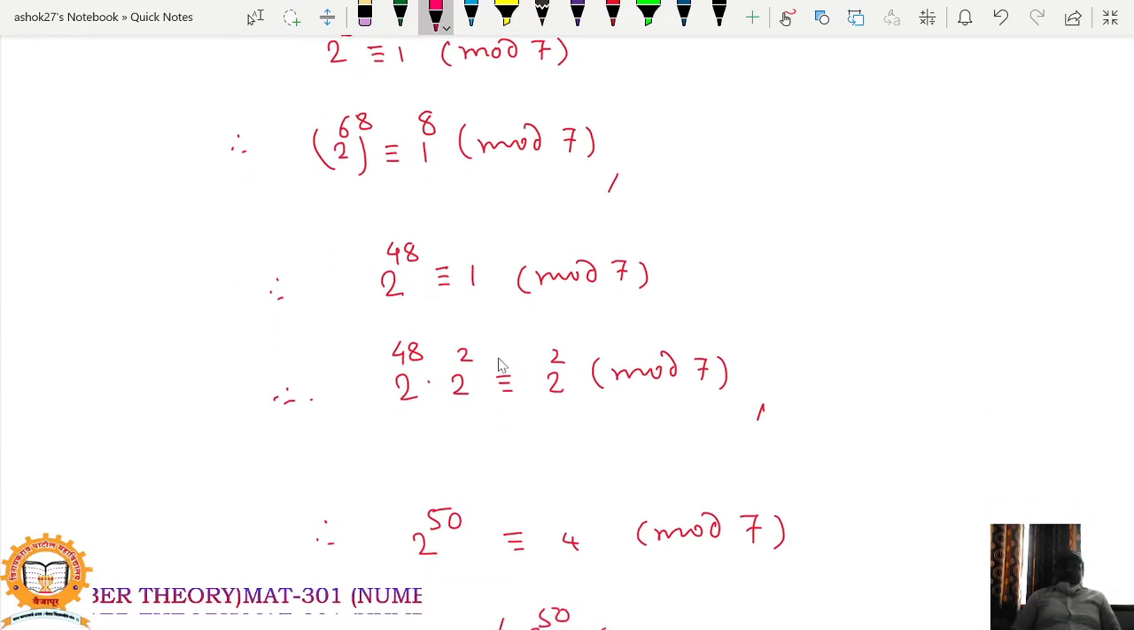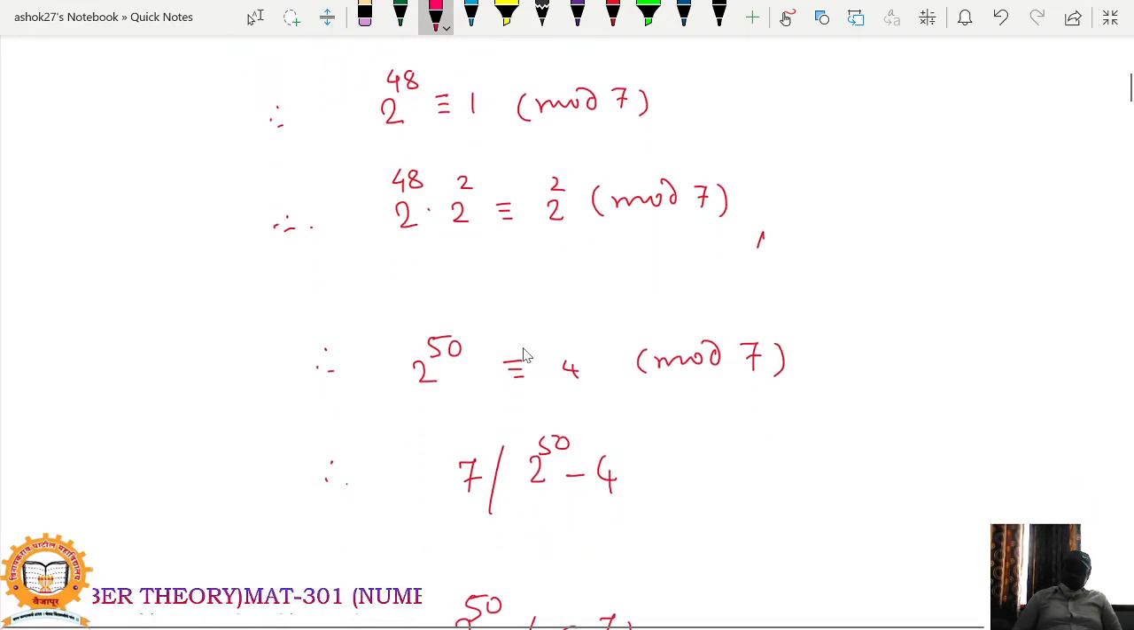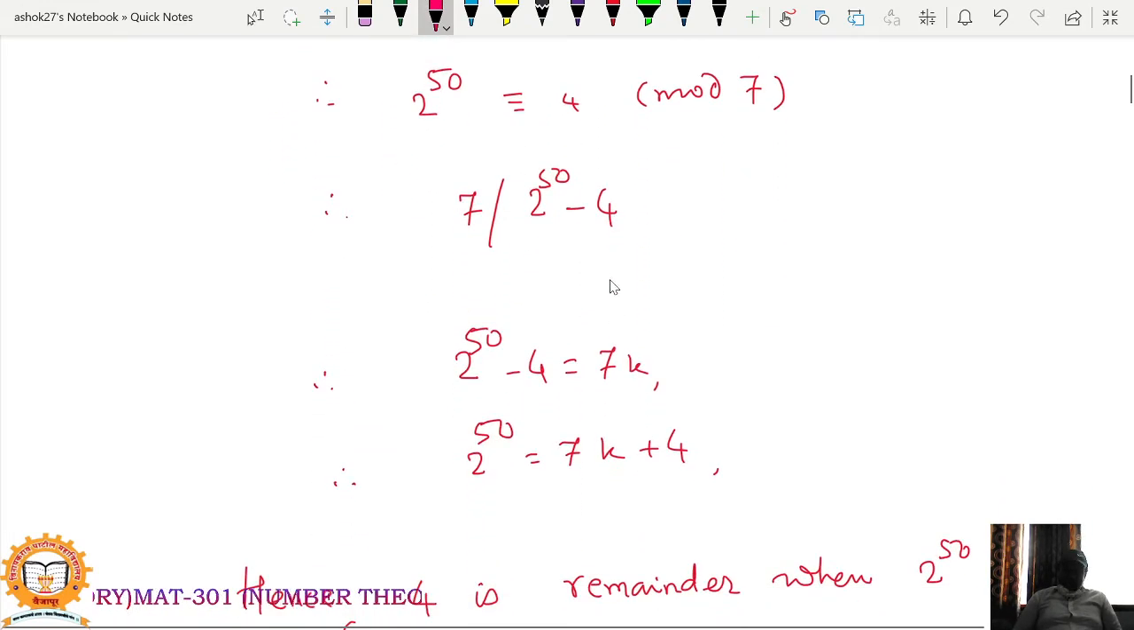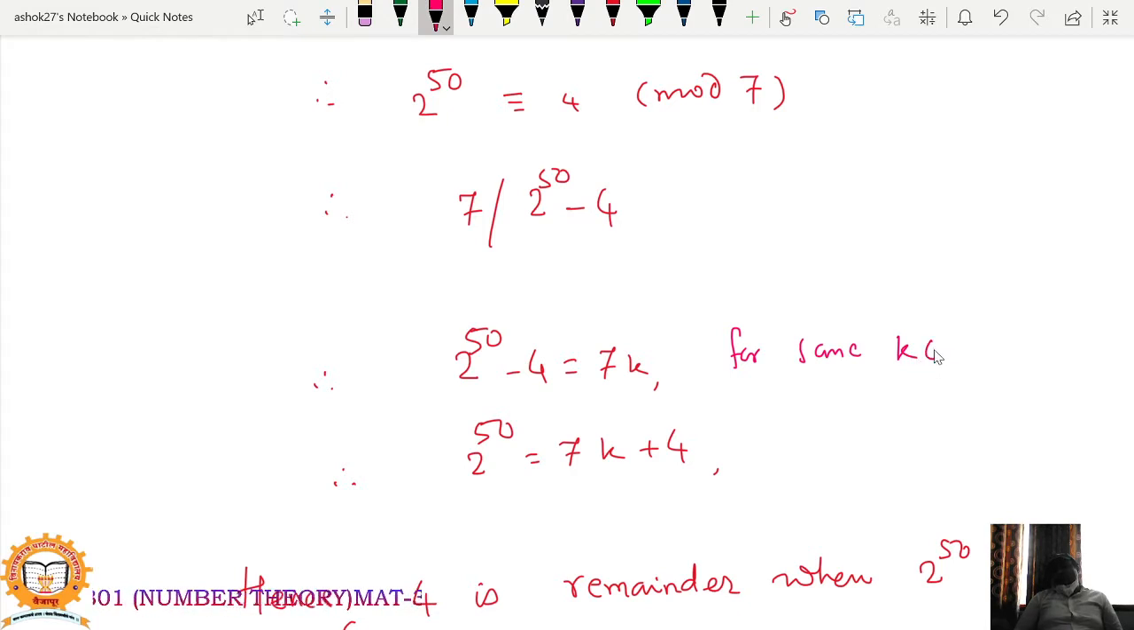So multiplying both sides of this congruence relation by 2 squared, you'll get 2 raised to 50 is congruent to 4 modulo 7. So it implies that 7 divides 2 raised to 50 minus 4, or you will write 2 raised to 50 minus 4 is equal to 7 into k for some integer k. So for some k belongs to Z, you'll write 2 raised to 50 minus 4 equal to 7k, or 2 raised to 50 is equal to 7k plus 4.